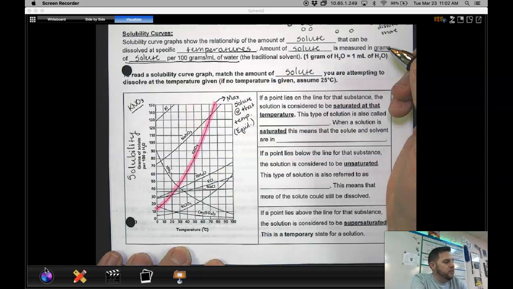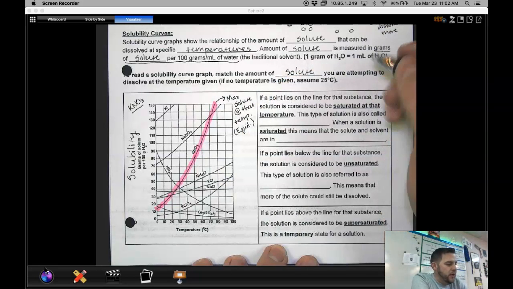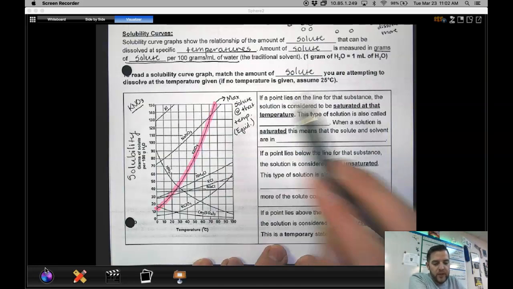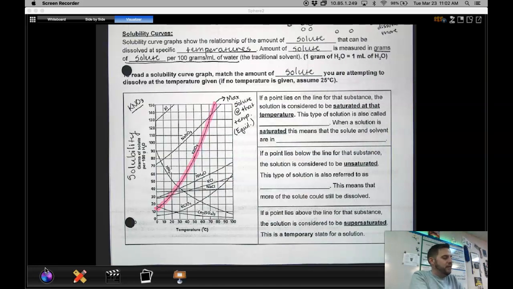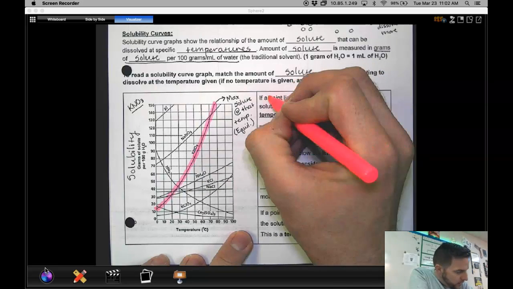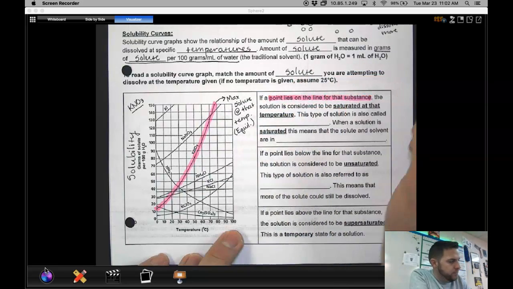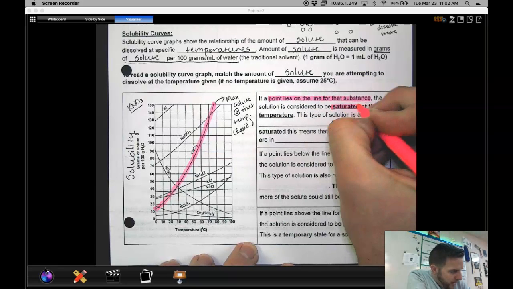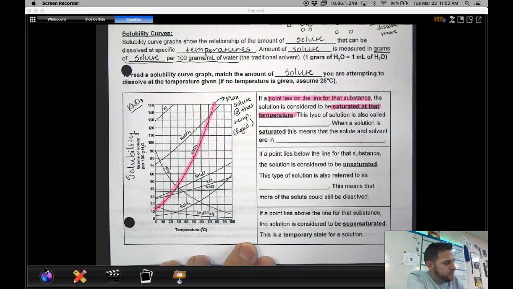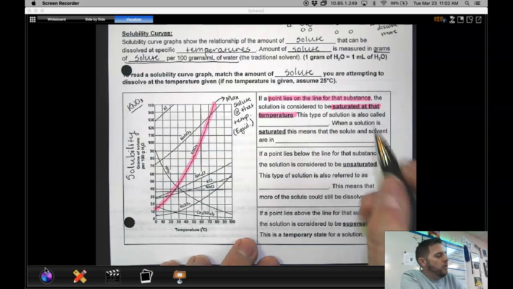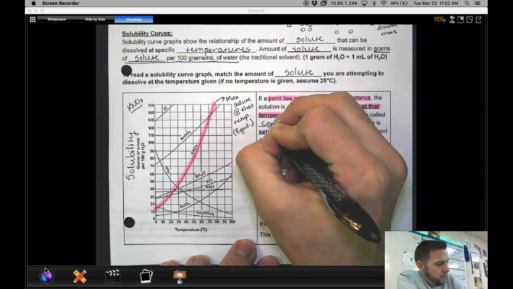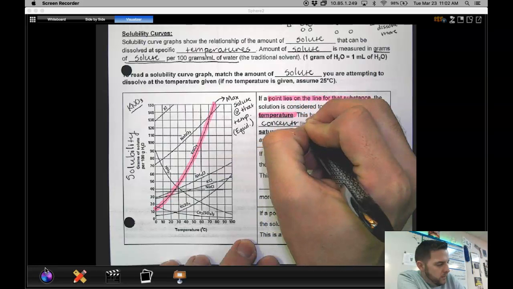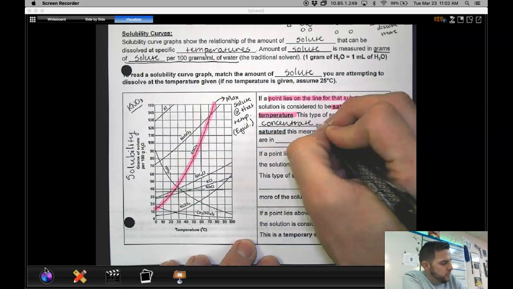And this is meant to say that it is at equilibrium. So over here we see if a point lies on the line for that substance, the solution is considered to be saturated at that temperature. Sometimes we also call that a concentrated solution.